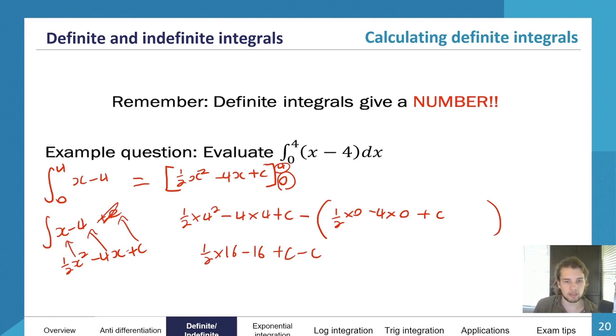The top number being substituted in will always have a c on the end, and the bottom number being substituted in will always have a minus c there. So we could even go through and just remove all instances of c in here. So this is what we end up with: 8 minus 16 is equal to minus 8. So that's our result. That's our definite integral.